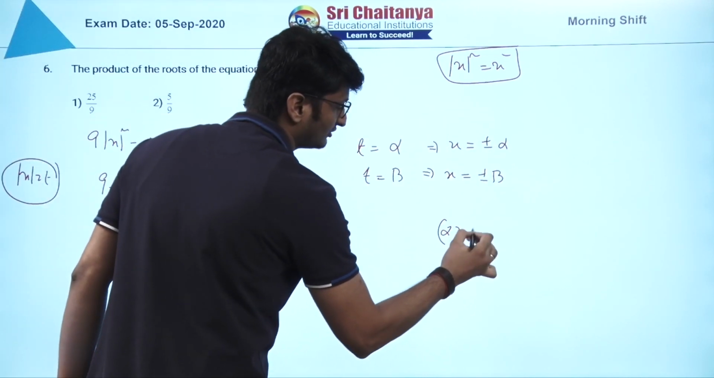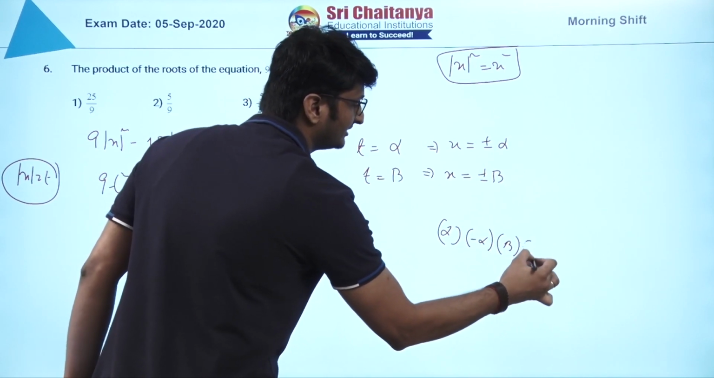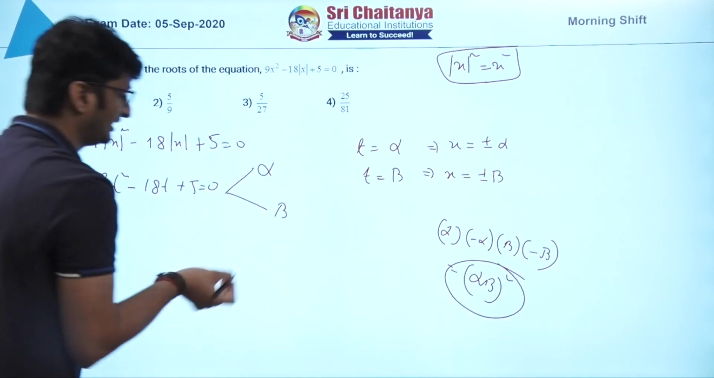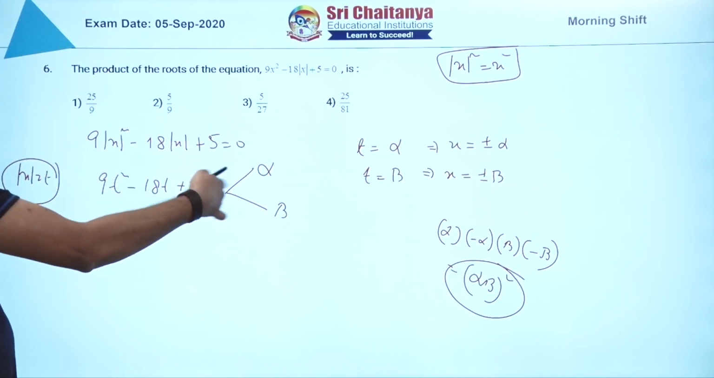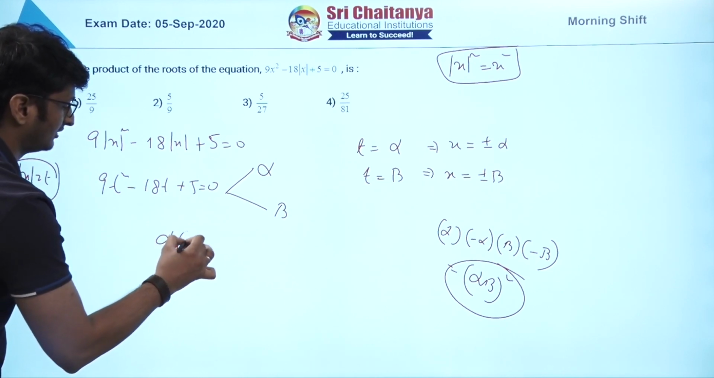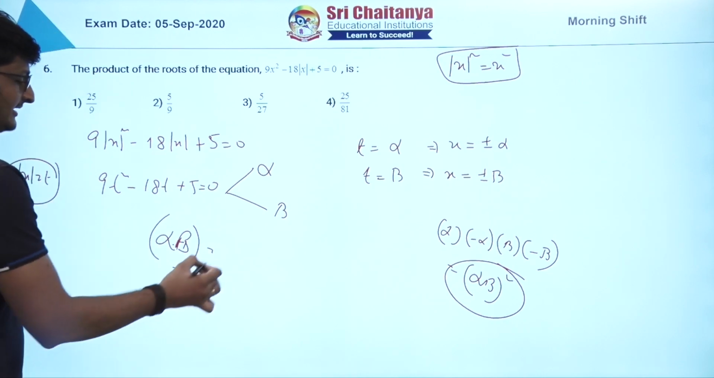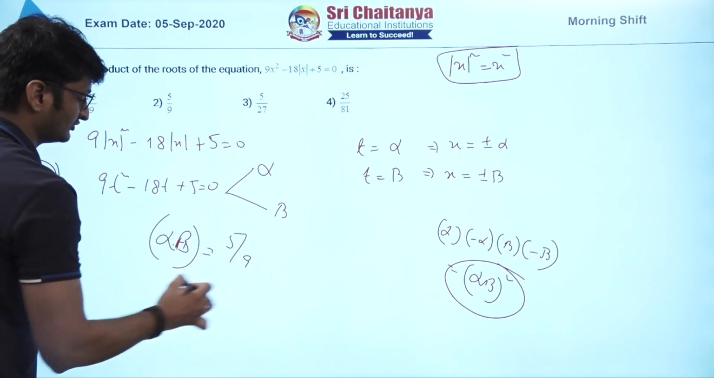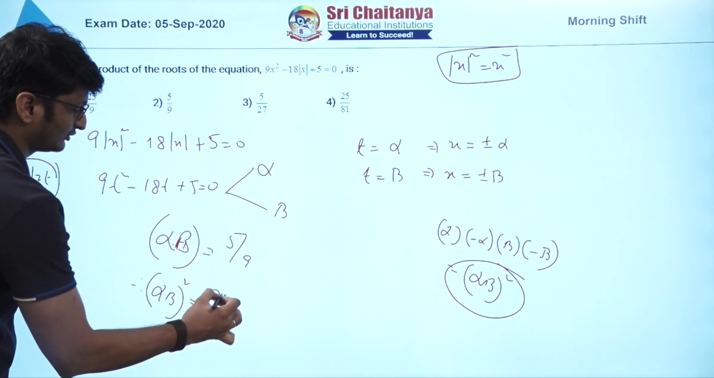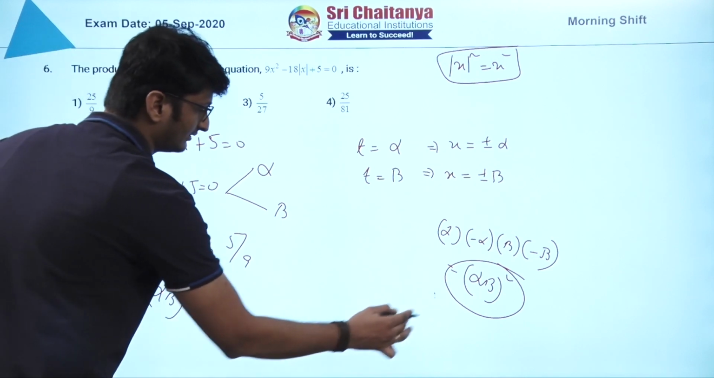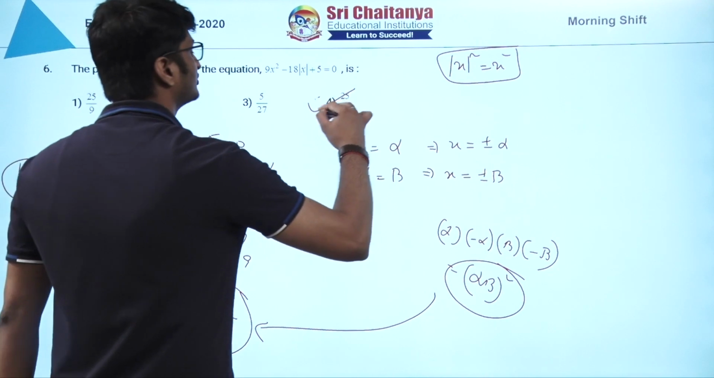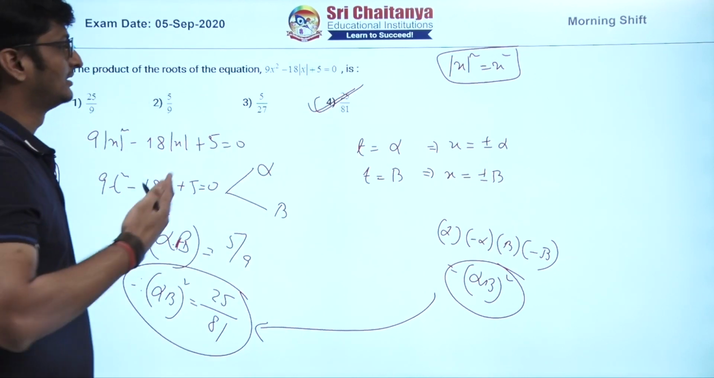So, obviously alpha into minus alpha, beta into minus beta, what will you get? So, nothing but alpha beta whole square. So, basically you have to find out the multiplication of these roots, product of roots, alpha into beta is what? Product of the roots, c by a, 5 by 9. Therefore, alpha beta whole square is nothing but 25 by 81. Hence option number 4 has become the correct choice. Clear? Move to the next question.